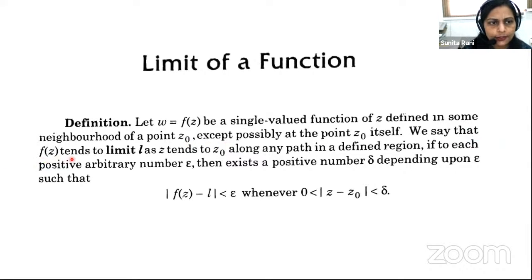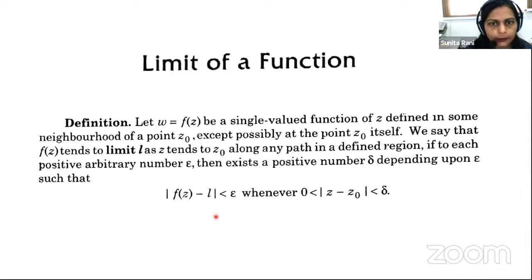We say that f(z) tends to a limit L. We can write |f(z) - L| < epsilon for |z - z naught| < delta. Or we can write that when z tends to z naught, f(z) tends to L, and L is the limit of the function. It means there exist small positive values epsilon and delta for which, as z tends to z naught, we get f(z) tending to L, the limit of the function.